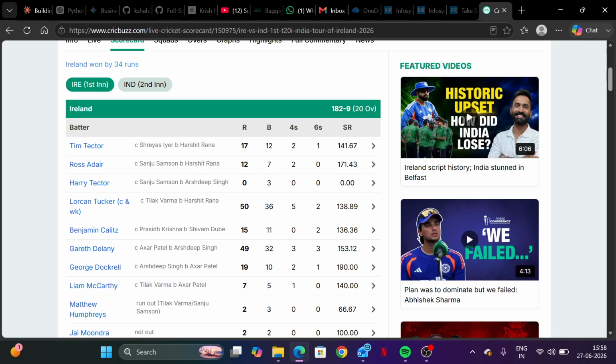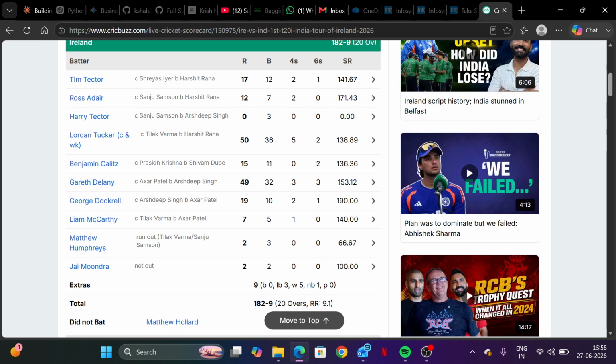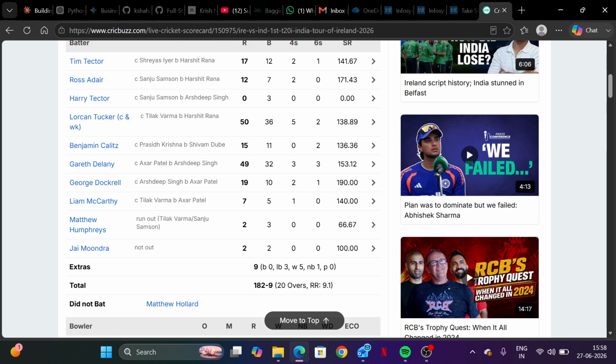Now, if you look at the scorecard of Ireland, the Irish batsmen, Harry Tector was the highest. Sorry, Lorcan Tucker was the highest run scorer for them, who scored 50 runs off 36 balls with a strike rate of 138.89. Now you must be thinking that this is not the strike rate of a current T20 batsman, in this current era where everyone is striking at a rate of about 160, 170. This is a very decent strike rate.